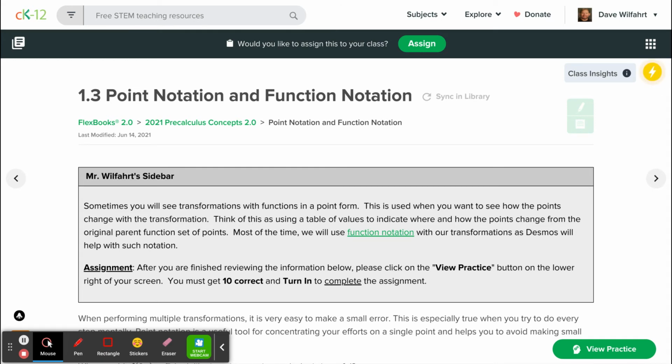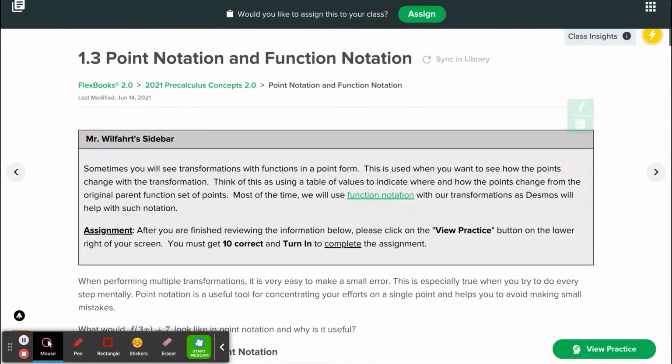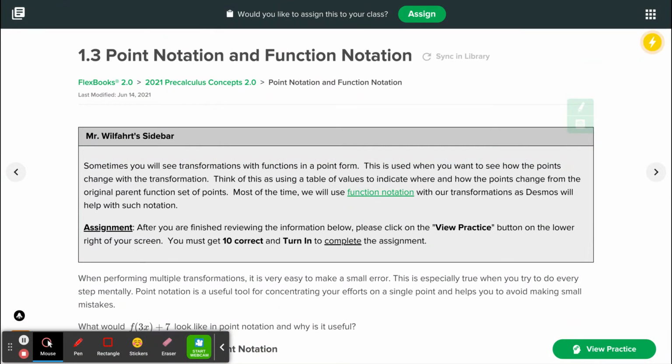The reason that we want to talk about this is it kind of goes along with our transformation of functions ideas, except what we want to do is take a look at two types of transformations: point notation, where we're just moving points around, and function notation, which is a little bit trickier, but we want to make sure that we take a look at both.